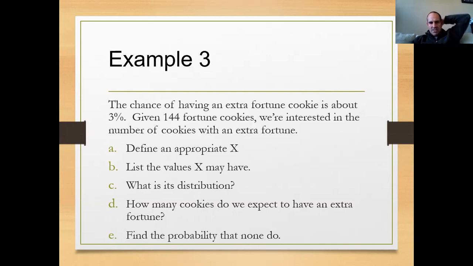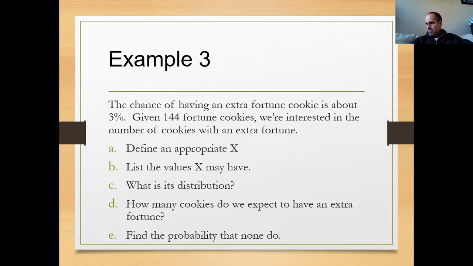How many cookies do we expect to have an extra fortune? And find the probability that none do. So that's basically asking for the expected value of X, and then the probability that X is equal to 0. That's what we're being asked to find.